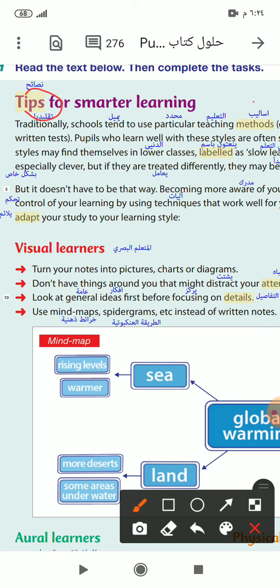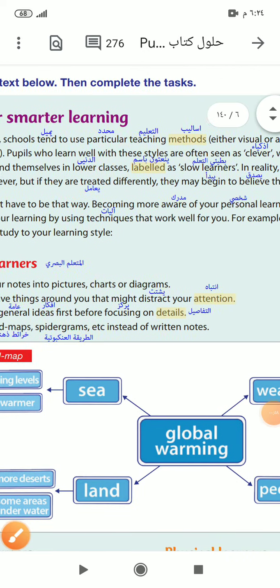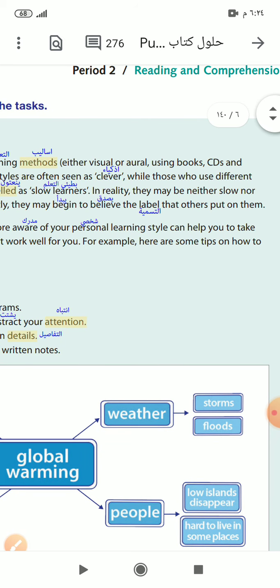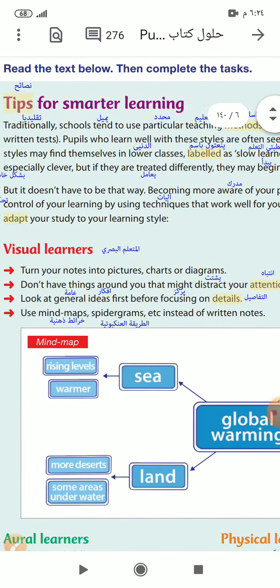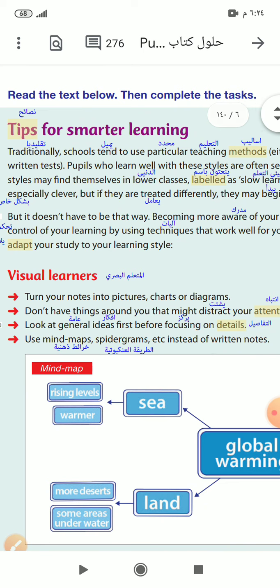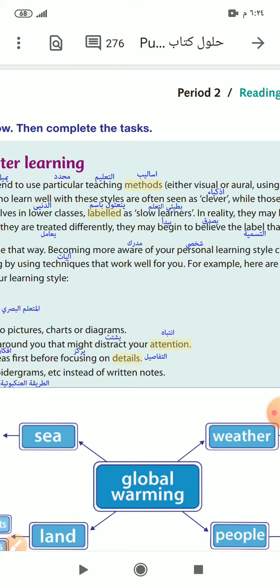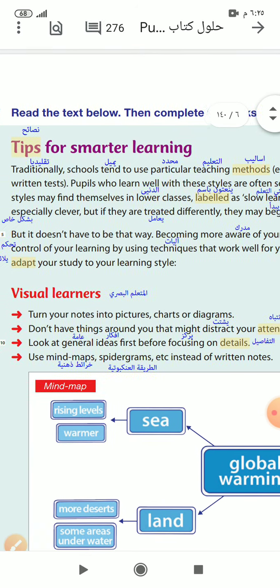Yes, line number 1. Traditionally, schools tend to use particular teaching methods. What are the schools tend to use? Particular methods. Yes, teaching methods either visual, oral, using CDs and written tests. يعني المدارس تميل إلى استخدام طرق particular the opposite of special teaching methods أساليب تعلم محددة باستخدام الفيجوال oral using CDs ممكن يستخدم CDs written test.